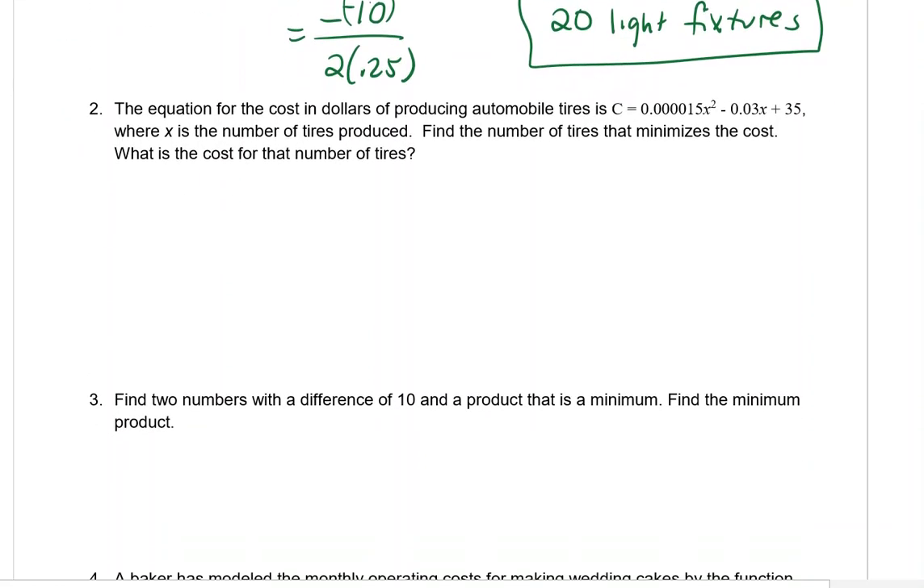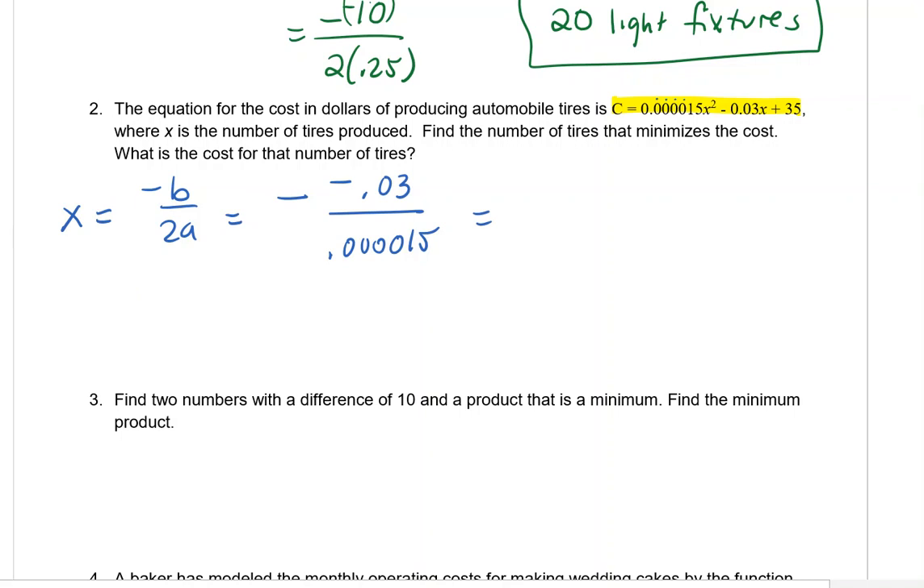The equation for the cost in dollars of producing automobile tires is C equal to that, where x is the number of tires produced. Find the number of tires that minimizes the cost. What is the cost for that number of tires? Again, I'm going to do negative b over 2a. Negative 0.03 over 0.004... and this is going to tell me the number of tires.